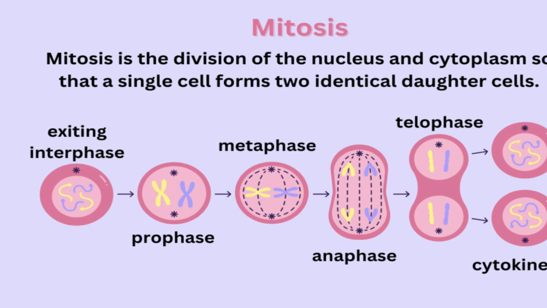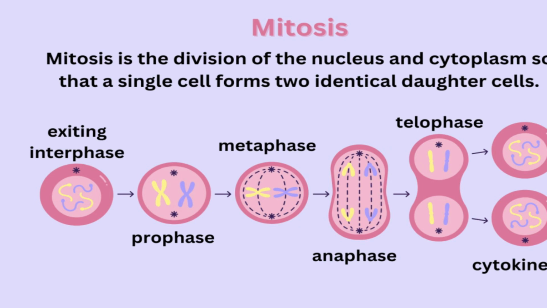The first step is known as prophase. During this step, the chromosomes become visible, the nuclear envelope breaks down, and the mitotic spindle forms. Then metaphase occurs. Chromosomes line up and the spindle fibers attach to the centromeres. During anaphase, the sister chromatids are pulled away from each other and move towards opposite poles of the cell.